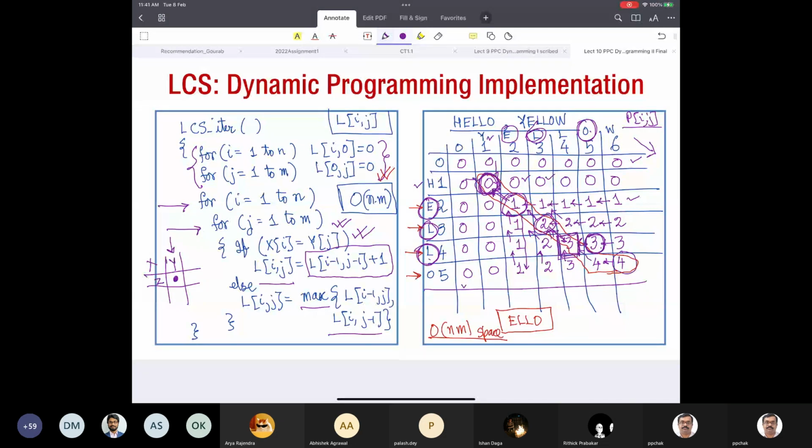Anybody has any questions? Divyansh? There are two Divyanshs. Divyansh, do you have any question? Abhishek? Abhishek Gurjar? No, sir. Okay. Anybody has a question?